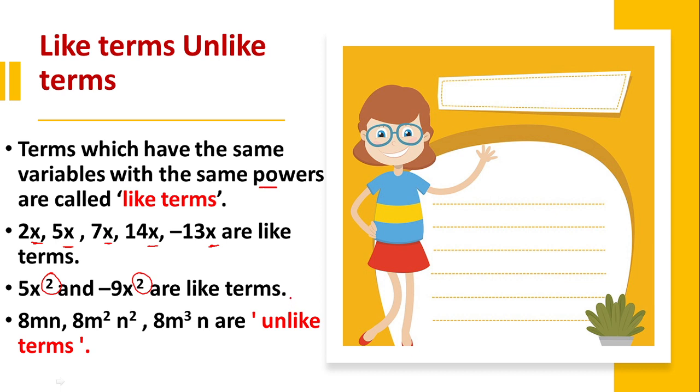Now, what are unlike terms then? If the variable parts are not the same, then you will call them unlike terms, like 8mn, 8m square n square, 8m cube n. These are all unlike terms. Like see, mn, here the variables are the same, mn, but see the powers, those are not the same. So these are called unlike terms.